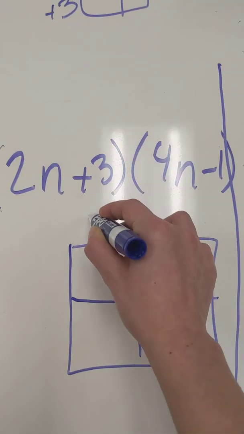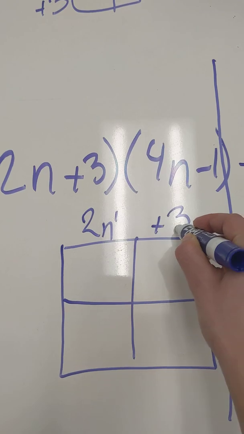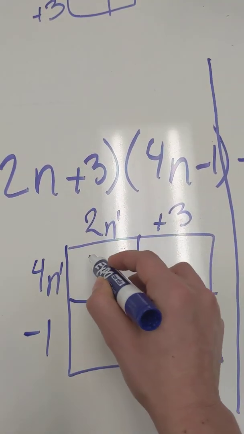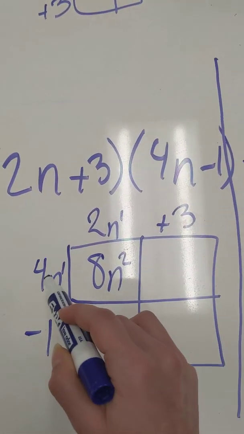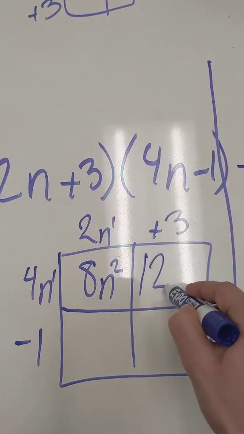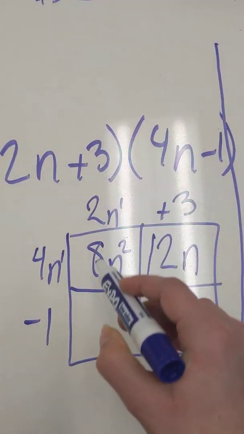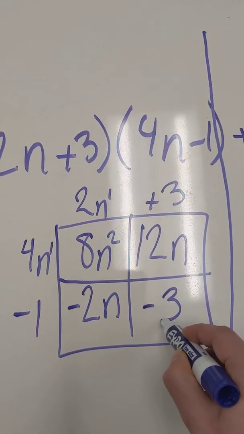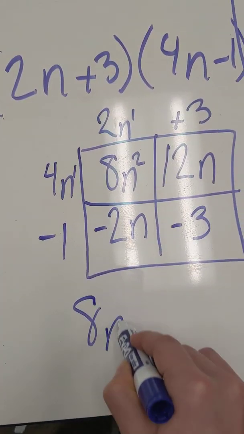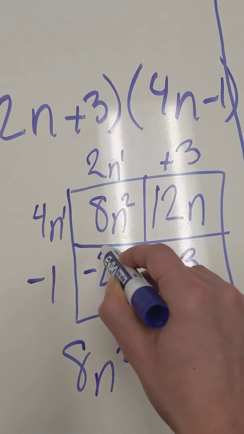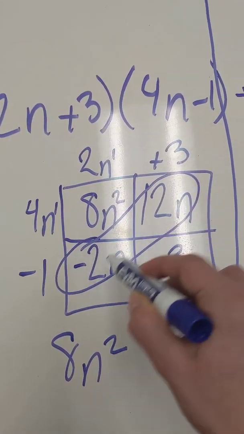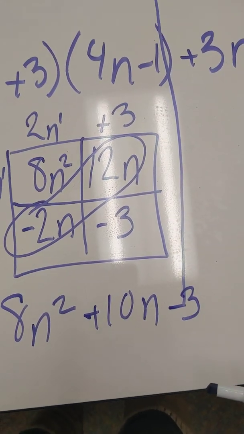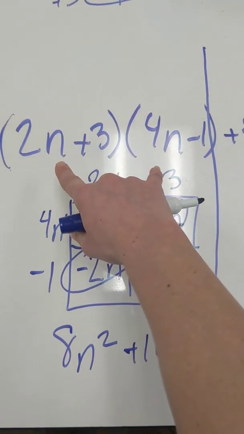We're going to put 2n to the first plus 3, and then 4n to the first minus 1. 4n times 2n is 8n squared. 4n times 3 is 12n. Negative 1 times 2n is negative 2n. And negative 1 times 3 is negative 3. So I have 8n squared. I'm going to combine these like terms right here. Negative 2n plus 12n, or 12n minus 2n is 10n minus 3.